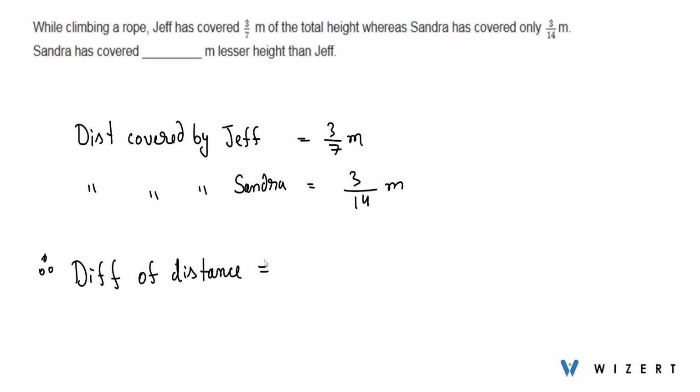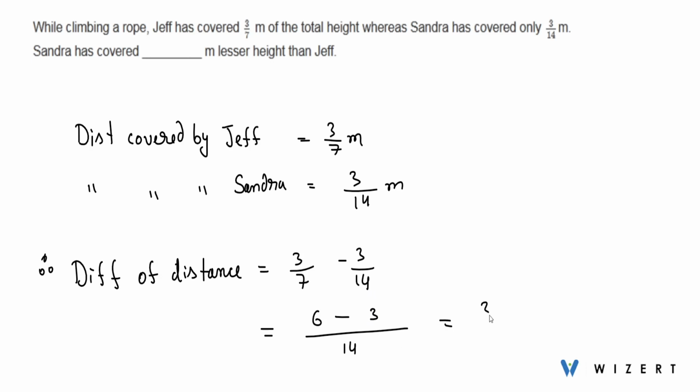will be equal to the distance covered by Jeff, which is 3 upon 7 meter, minus the distance covered by Sandra, which is 3 upon 14 meter. So in the denominator we are going to have the LCM of 7 and 14. The LCM of 7 and 14 is 14 itself. So 14 when divided by 7 will produce 2, and 2 multiplied by 3 will be 6. So we put 6 over here, and 14 when divided by 14 will produce 1, and 3 multiplied by 1 is 3 itself. So 6 minus 3 upon 14.